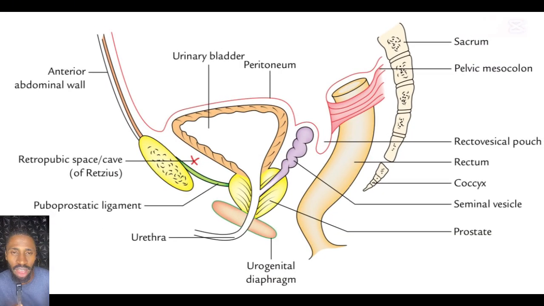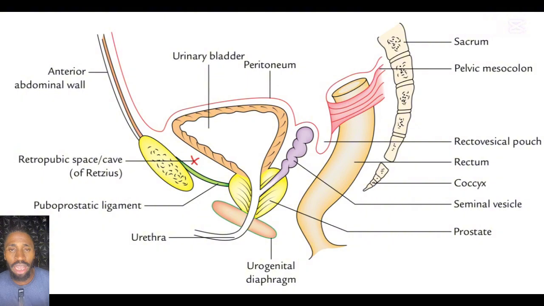In front of the apex, you'll be seeing what is related to the pubic symphysis and the puboprostatic ligament. The pubic symphysis and the puboprostatic ligament. That's what you see close to the apex of the bladder.